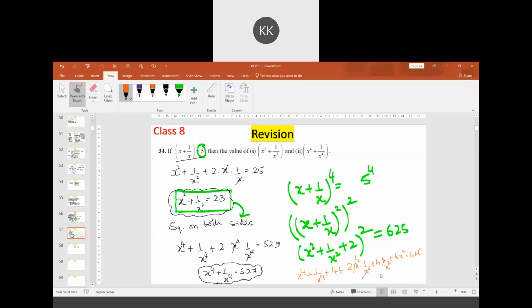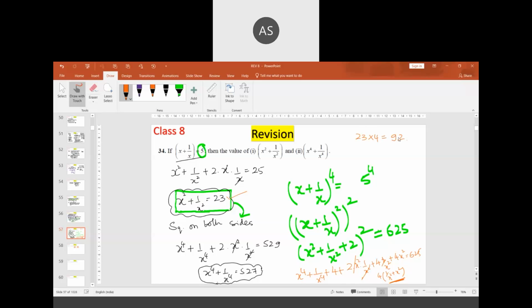We can take 4 common. We will be having x square plus 1 by x square. This result is required. If you solve in this method also, this result is required. 23 is required here. Let us substitute. What is 23 times 4? 92.